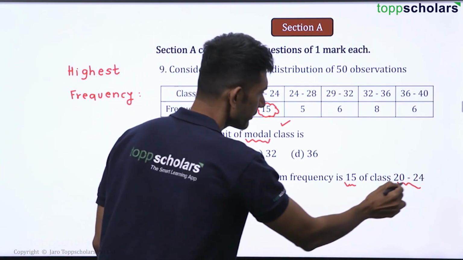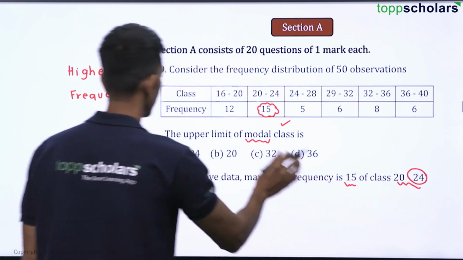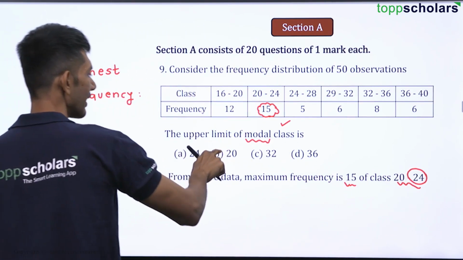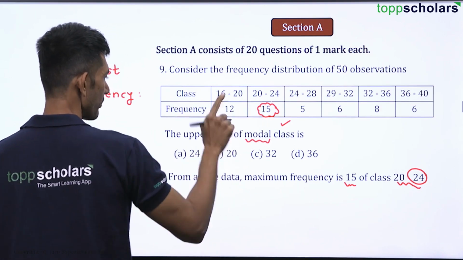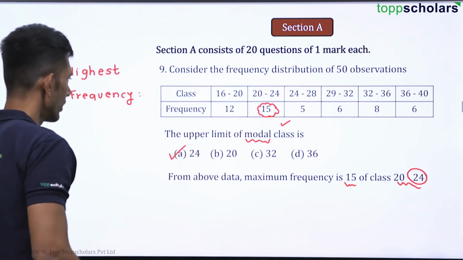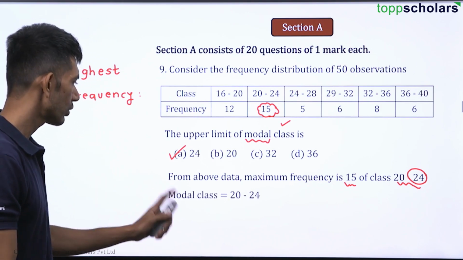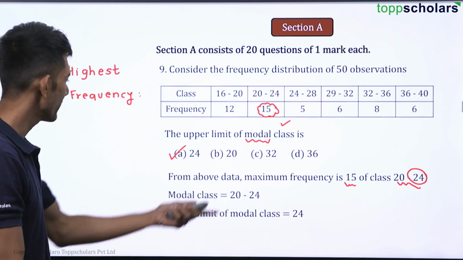So what is the upper limit over here? The upper limit is 24. Upper limit is 24, lower limit is 20. If they ask you lower limit of the modal class, it will be 20. They asked you the upper limit of the modal class, it is 24. Simple. Perfect. So modal class is 20 to 24 and the upper limit is 24. Perfect.